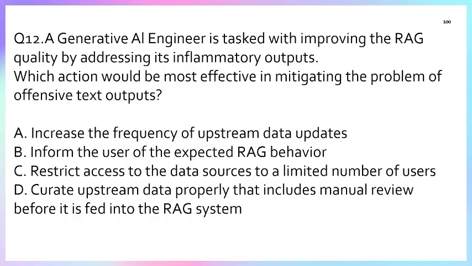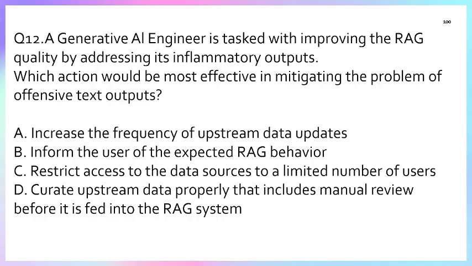rather than patching it later. The question asked which action is the most effective in mitigating the problem of offensive text output. Now, why is option A incorrect? It increases the frequency of upstream data updates. Updating more often does not guarantee safer content. You are only updating, so it does not guarantee you have safe content. It could even introduce new harmful data more frequently.